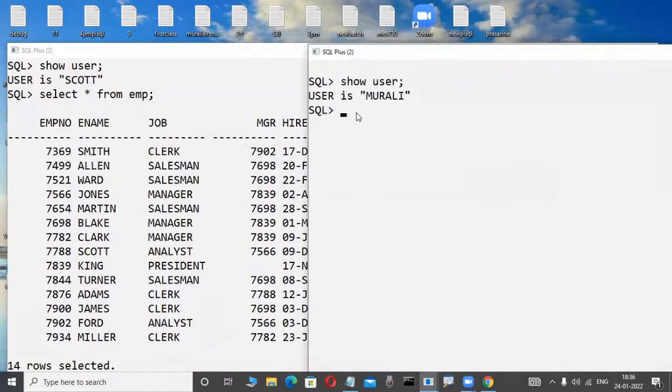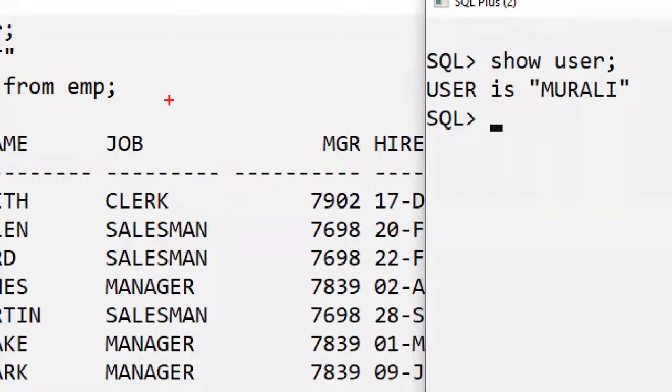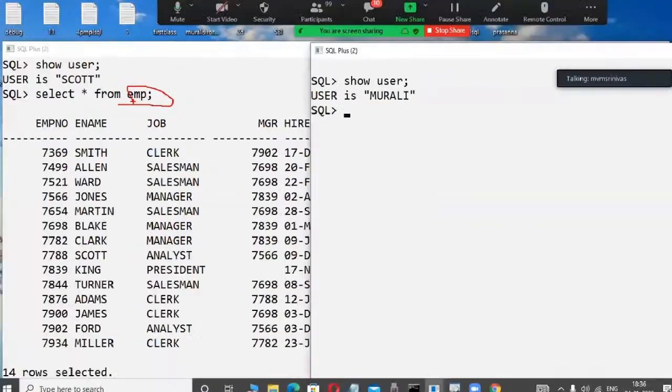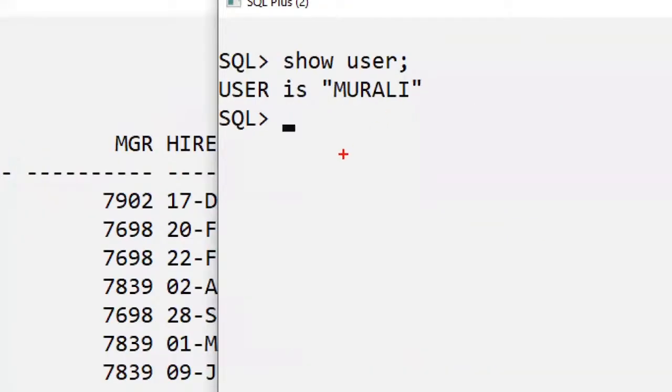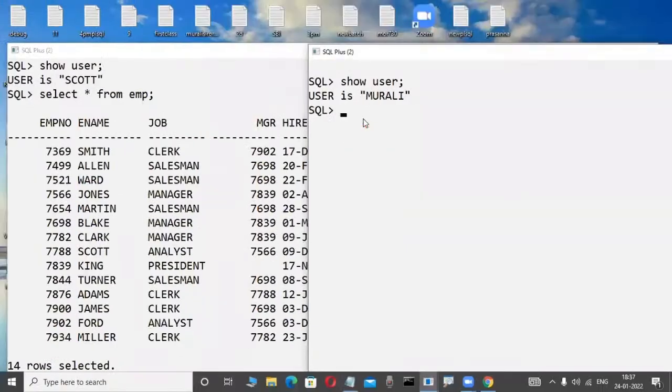For example, in a database project, a relational data model product. Either Oracle, or SQL Server, anything. Roughly. Now which table does the Scott employee have? Employee, I'm not telling the user. Which table does the employee have? The EMP table is there, employee details. Murali does not have this EMP table, for example. Now, this Murali user is using some commands on this Scott user table.